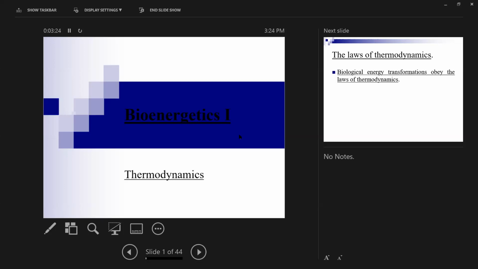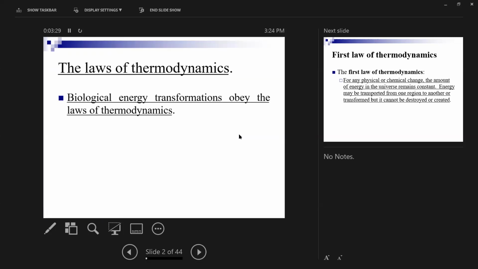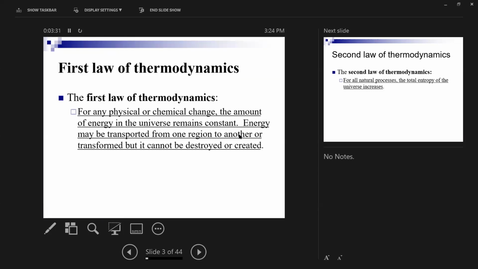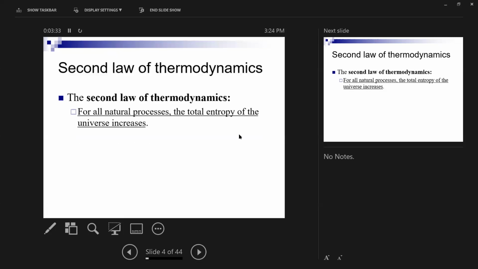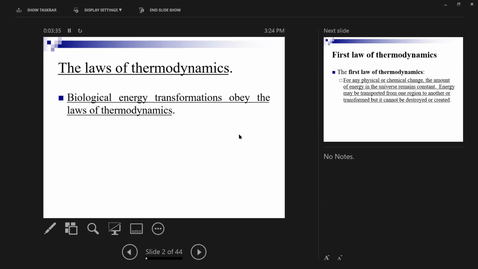All right. Are the slides moving? Yeah, they're moving, good. All right.